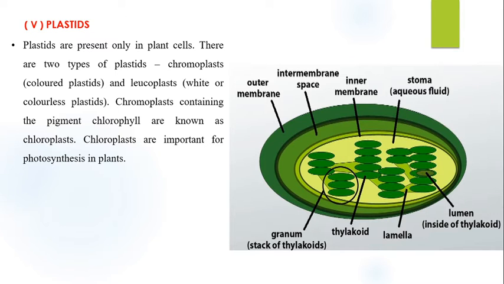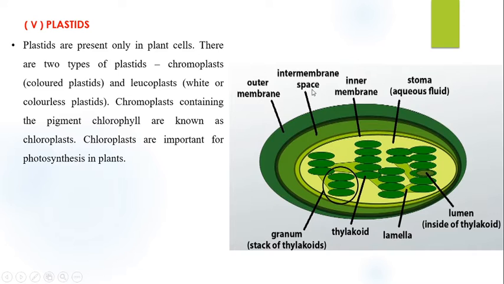So due to the presence of the chloroplast, plants can perform photosynthesis. And the plastids also perform other functions, like storage of food in the plants. So here first we will discuss the structure of the chloroplast, because chloroplast is a very important cell organelle.